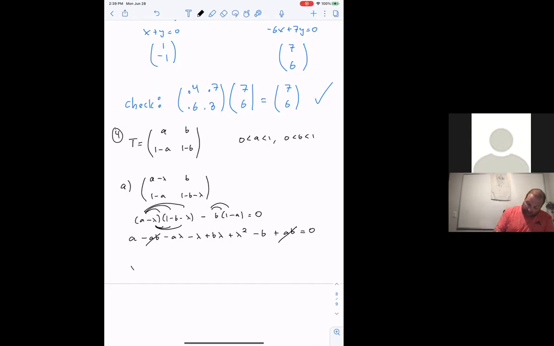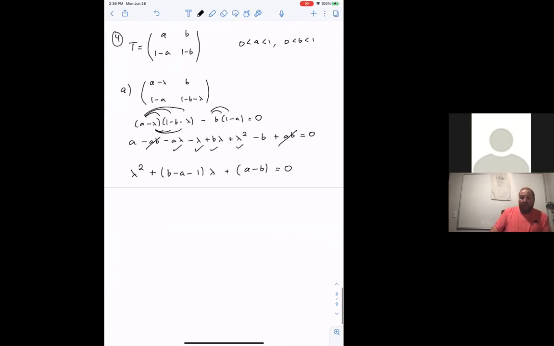And what am I left with? I have a lambda squared. And then I have some lambdas. I'm going to combine them together into B minus A minus 1 lambda. And that takes care of those 3 terms. B lambda minus A lambda minus 1 lambda. Lambda squared is already taken care of. Plus what's left, A minus B equal to 0. This is my characteristic equation. It's a quadratic. So let's use the quadratic formula.